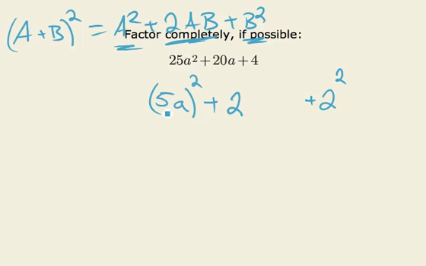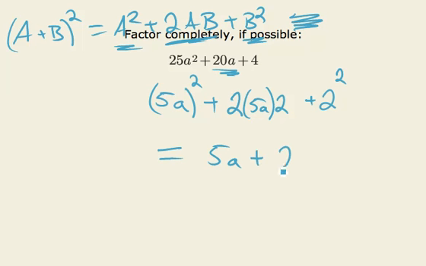2 times a, well, a is 5a, times b, 2. Well, what is this product? 2 times 5 is 10, times another 2 is 20, times a is 20a. So this is indeed in that form. So I know how it factors. It factors this way. I write down my a, 5a, plus I write down my b, 2, and I square that whole thing. My factoring is done, right?